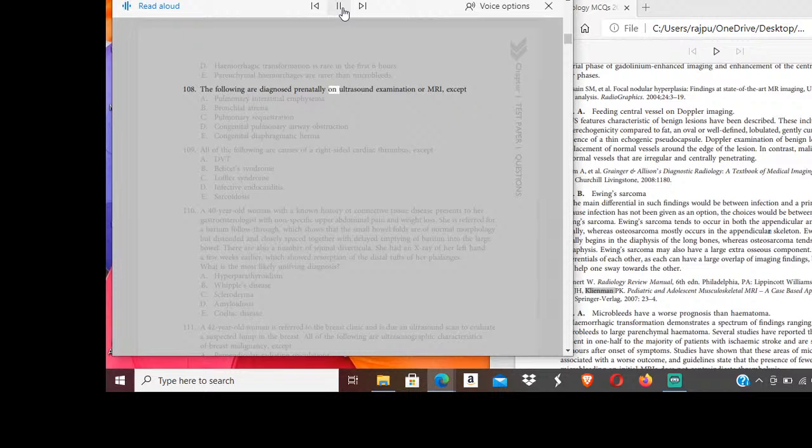108. The following are diagnosed prenatally on ultrasound examination or MRI, except: A. Pulmonary interstitial emphysema B. Bronchial atresia.